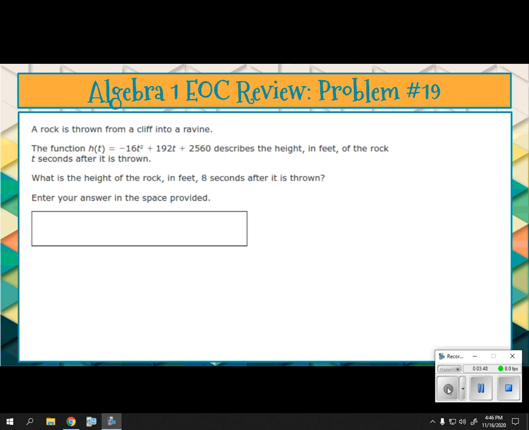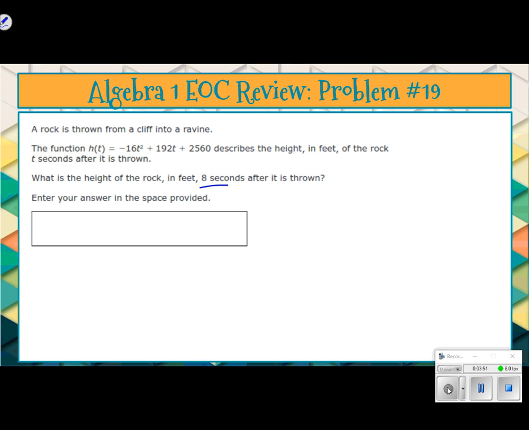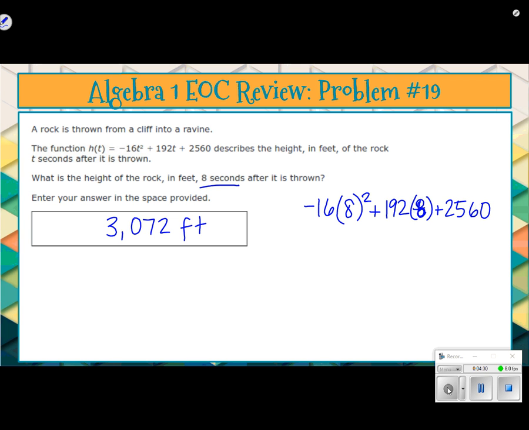Here's problem number 19. All right, they want to know the height of the rock after 8 seconds. So T represents time, right? So all we're going to do is plug in an 8 everywhere we see a T. Okay, so I hinted at this problem when we were doing the trajectory stuff. Oops, that should be an 8. Plus 192 times 8. I'm just sticking it all in the calculator. 2,560. And I get 3,072 feet. Make sure you include your units, ladies and gentlemen.